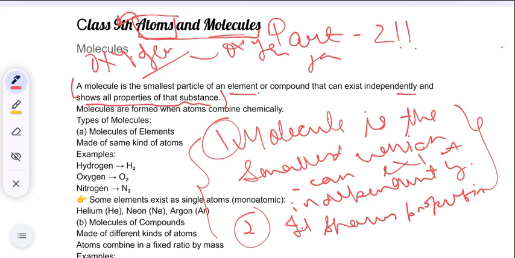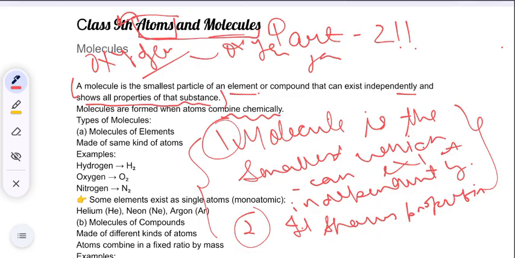How are molecules formed? See, बहुत simple है समझना. When atoms combine they form molecules, okay. When atoms chemically combine they form molecules. Means you can say a group of atoms is called molecules, or when atoms combine chemically they form a molecule. When they combine chemically then only they form molecule.